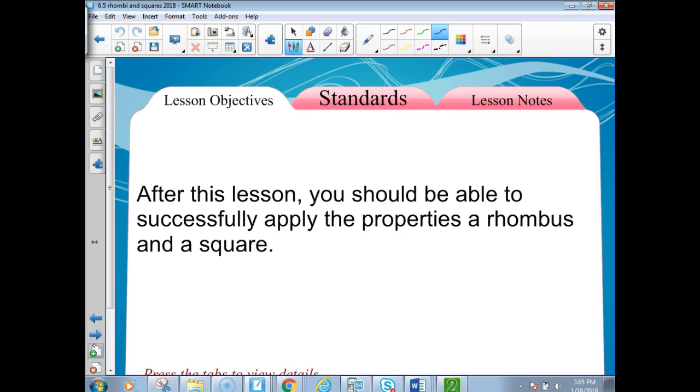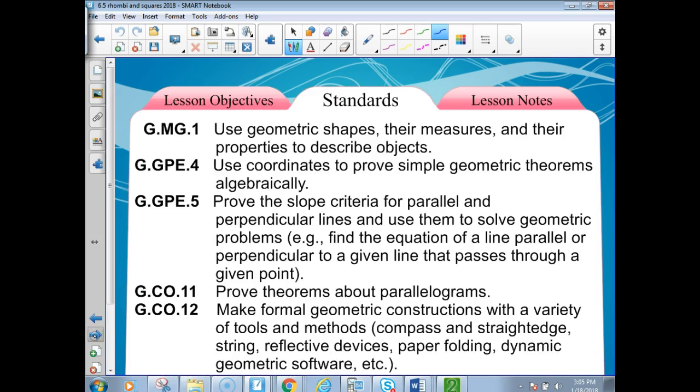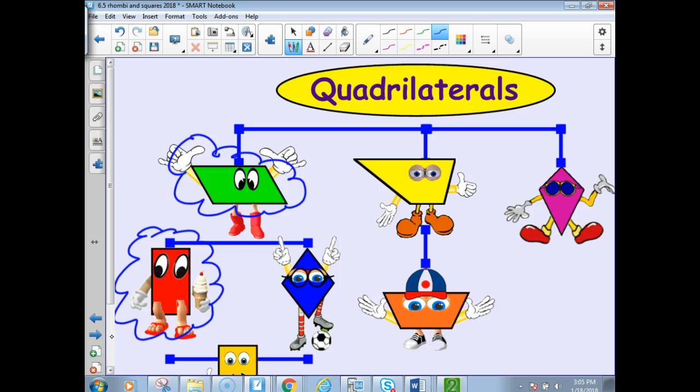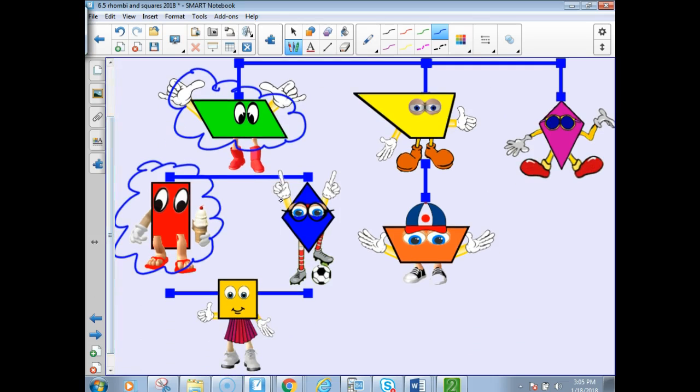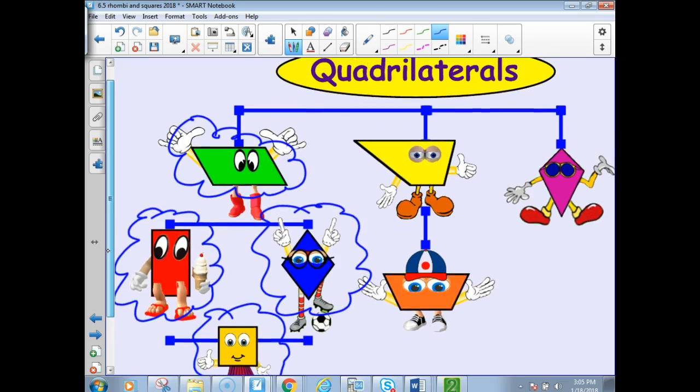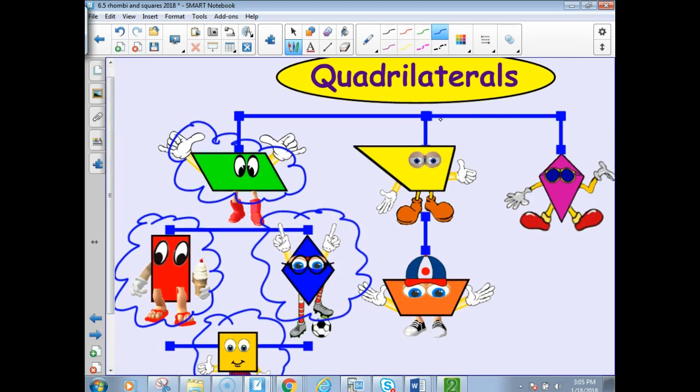Okay, so after this lesson, you should be able to successfully apply the properties of a rhombus and a square. So we've already looked at the parallelograms. Yesterday we did rectangles. And today we are looking at the rhombi, or the rhombus, and the square. So we've done all of these. And what I wanted to note for you, look at this. You see how these are all quads? They're all 4-sided figures?